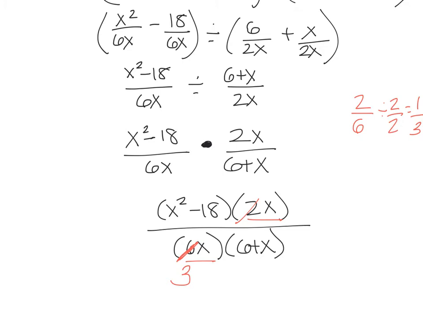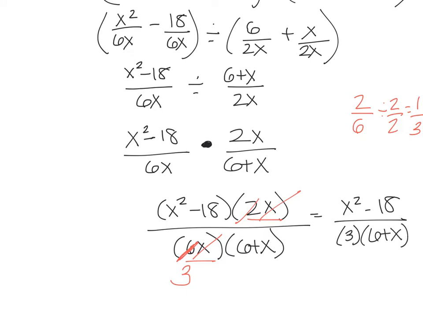The next factor that will cancel out are the x's, the x on top and the x on the bottom. And that's all that I can factor. So to write my final answer, I have what's left in the numerator, which is an x squared minus 18. And in the denominator, we have a 3 times the 6 plus x.